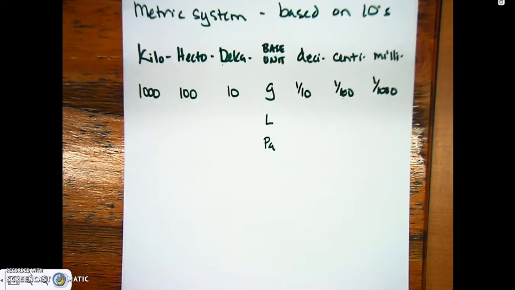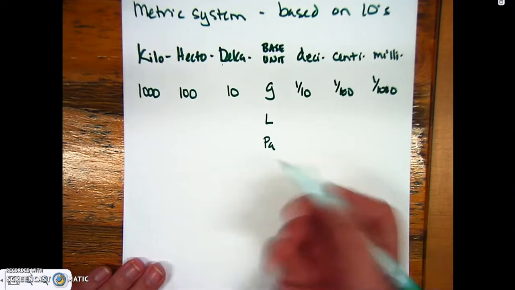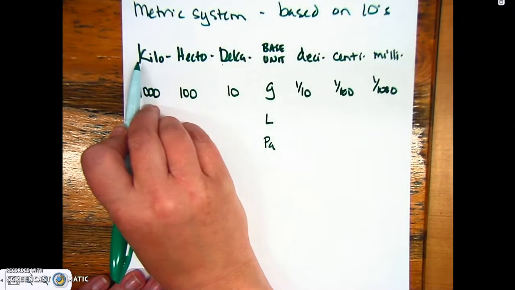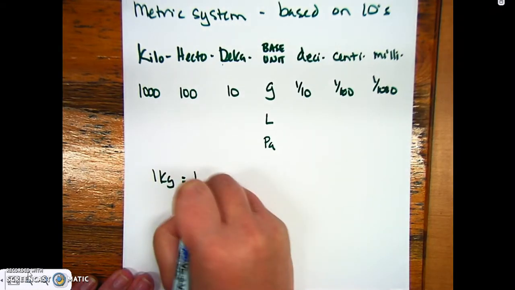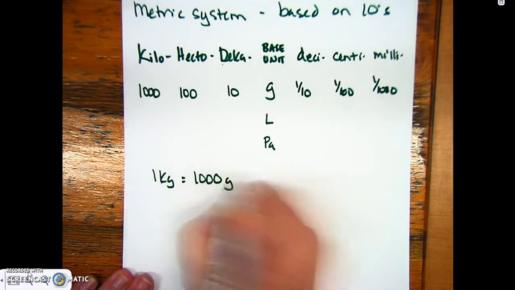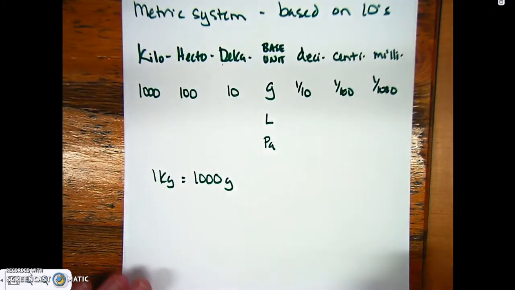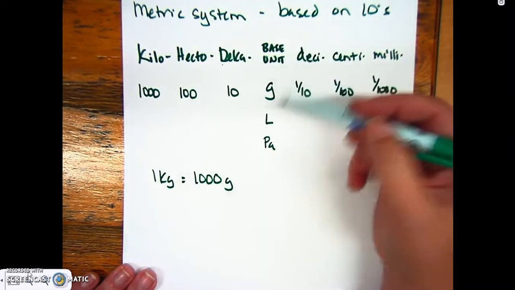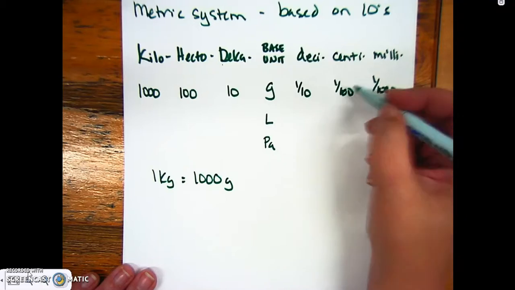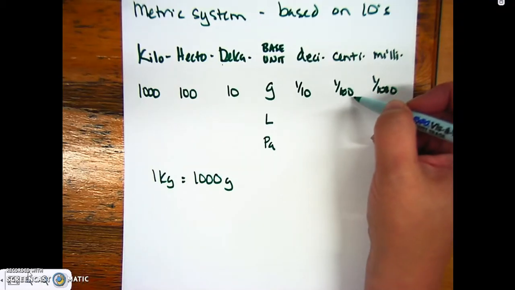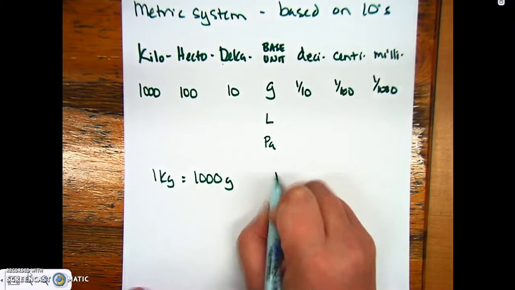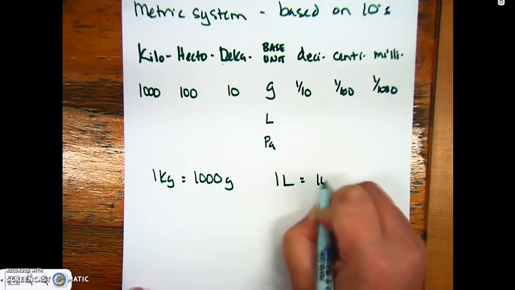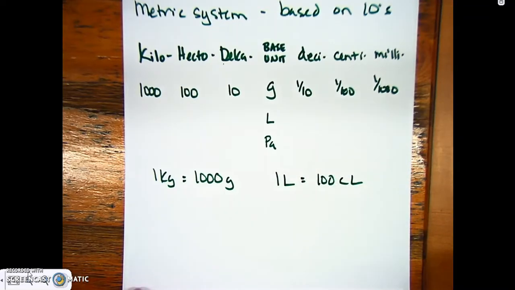So what that means is 1 kilogram is going to be 1,000 grams. So 1 kilogram equals 1,000 grams, right? Or like a liter has 100 centiliters in it. So a centiliter is like 1/100th of a liter. So 1 liter has 100 centiliters.